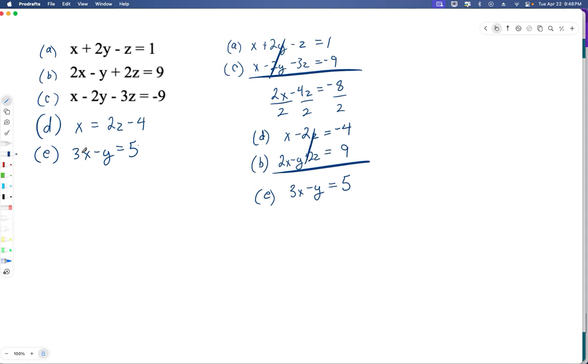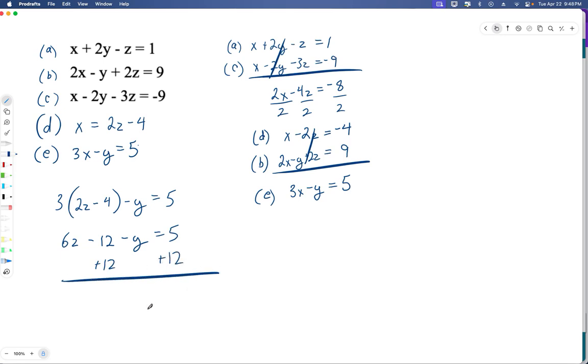All right, and I'm going to do that into E. I'm going to say 3, and the value of x is 2z minus 4, minus y is equal to 5. So 6z minus 12 minus y is equal to 5. Add 12 to both sides, and that gives me 6z minus y is equal to 17. Okay, so that gives me yet another equation, F. I know, it goes on and on and on, doesn't it?